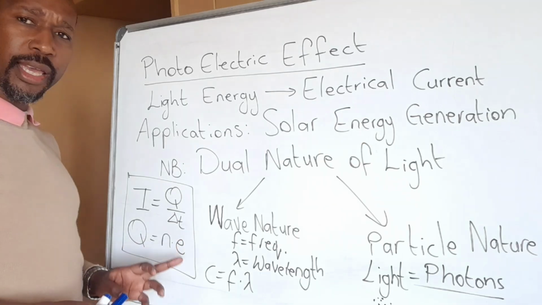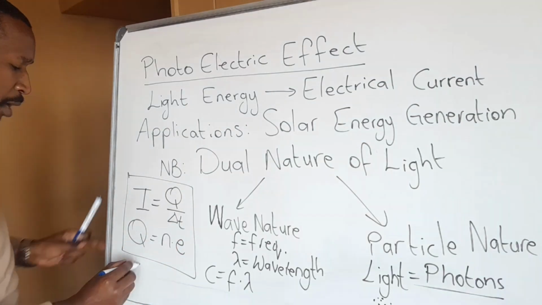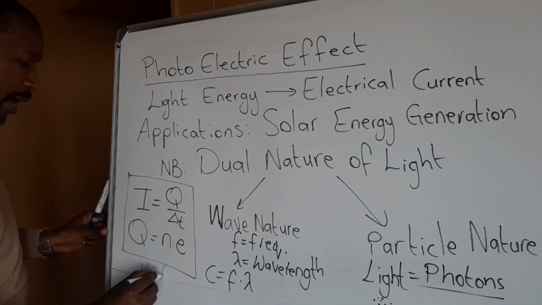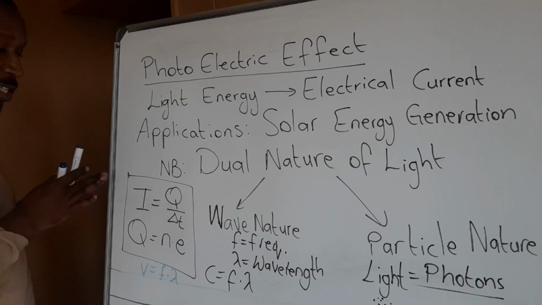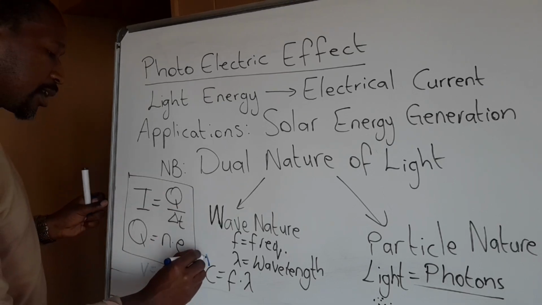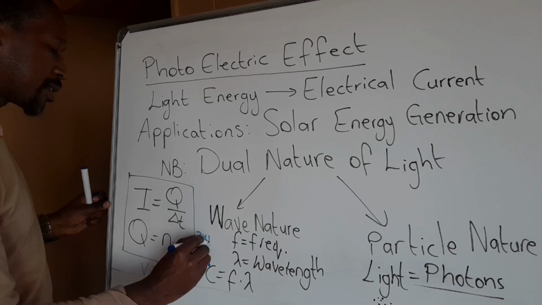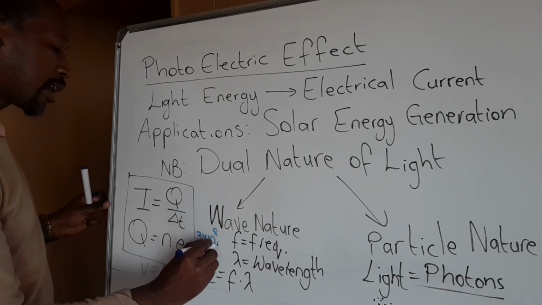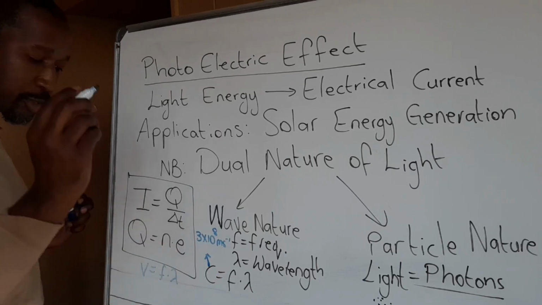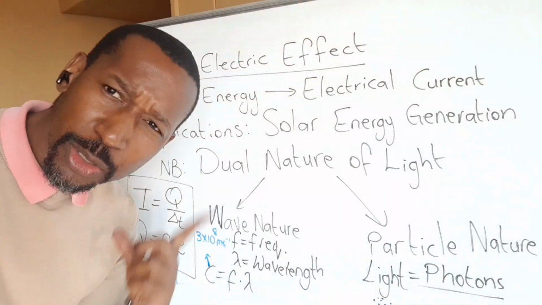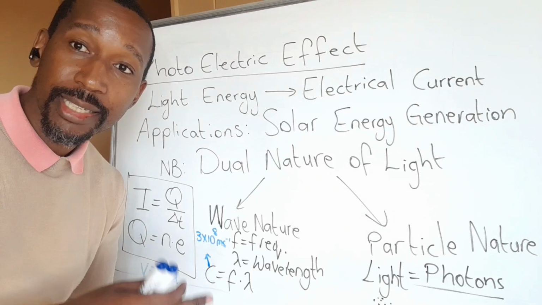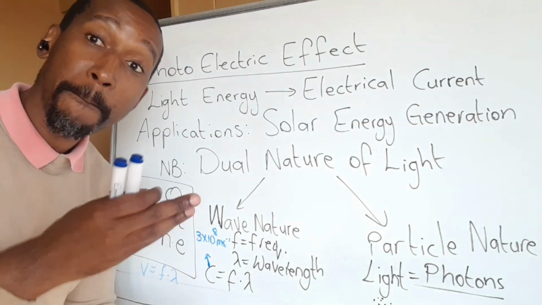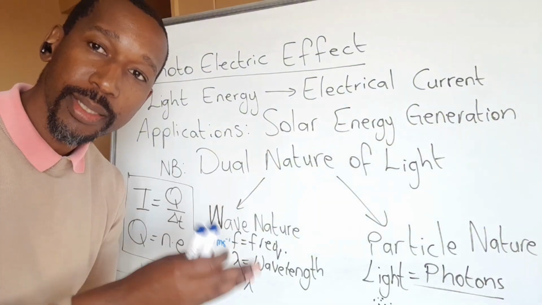Remember, normally the formula is v equals f times wavelength, where v is the velocity of the wave in question. But now light has a specific speed, and that speed is actually 3 times 10 to the power 8 meters per second. Let's talk about that a bit. What does it mean to say 3 times 10 to the power 8 meters per second? That means that light travels at 300 million meters per second.